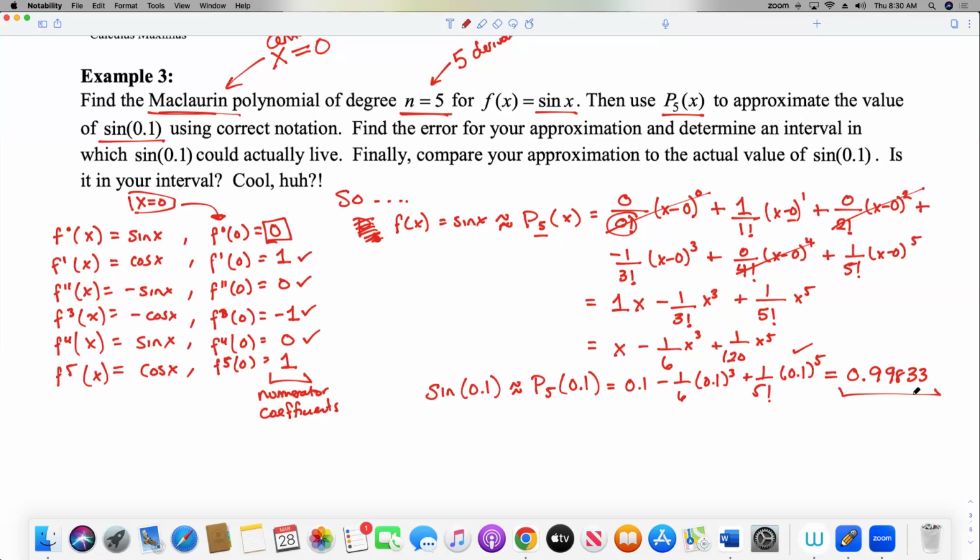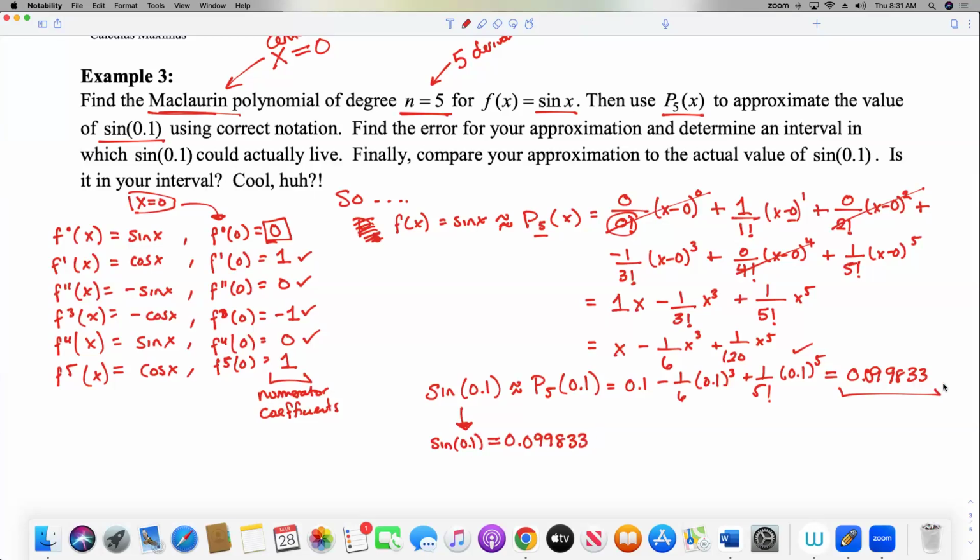Once you put this into the calculator, the next step is to find the error of your approximation. Now, obviously, to find the error of your approximation, you have to figure out what is sine of 0.1. I believe I forgot a 0 here. Sine of 0.1 from our calculator is 0.0998333.